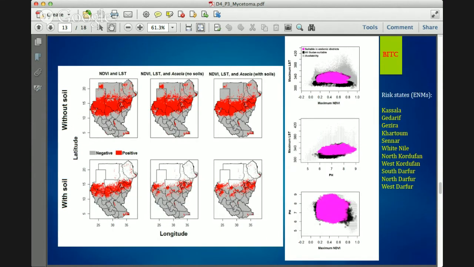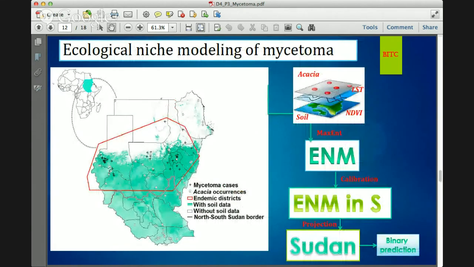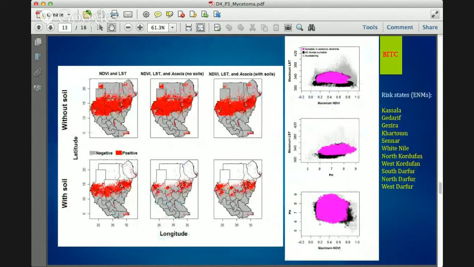So this is the model output after we converted the ecological niche model using the minimum threshold into 0 and 1, 0 where Mycetoma is absent and 1 where Mycetoma is present. And we have here the models where we exclude the soil variables and here where we include the soil variables.